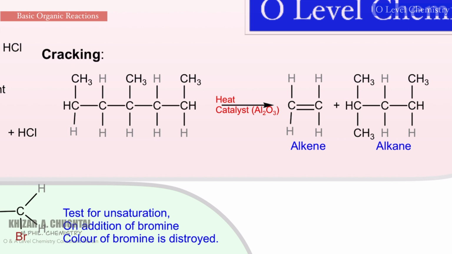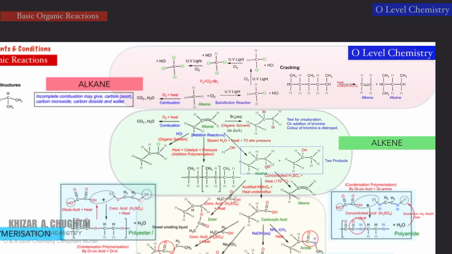types of small molecule is alkene. One of the small molecules is alkene. If the molecule breaks into two parts only, then one part will be an alkene and the other part will be an alkane.